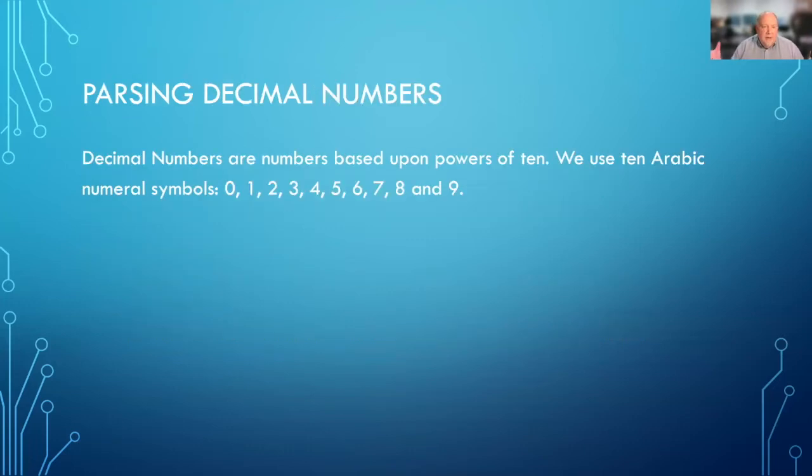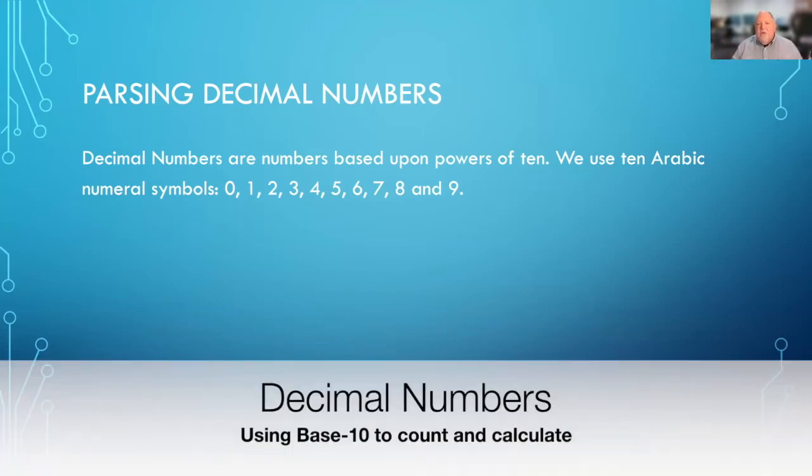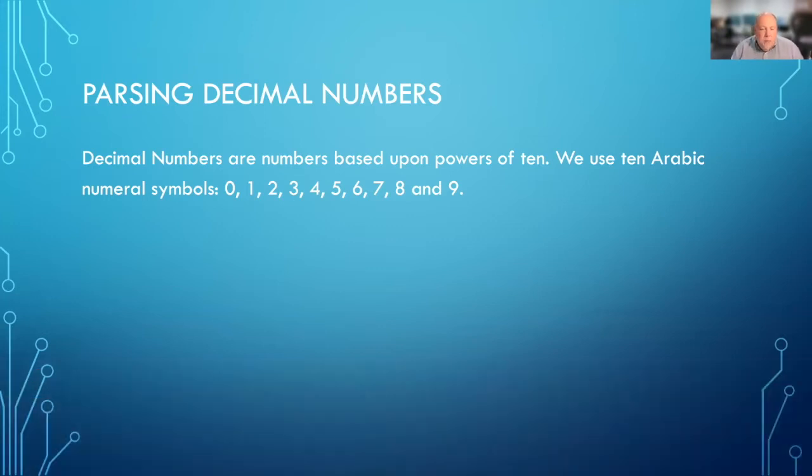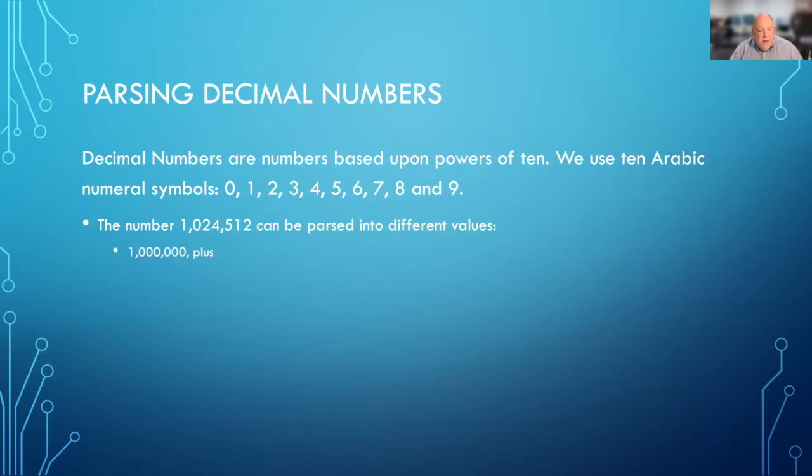Now, when we work with decimal numbers, the type of numbers we're most familiar with, decimal is base 10, right? Everything is based on a power of 10. And we use 10 Arabic symbols as numbers. So 0, 1, 2, 3, 4, 5, 6, 7, 8, and 9 as our symbols in decimal or base 10 using Arabic numerals. The number 1,024,512 can be parsed into different values. So first of all, we have 1 million plus 20,000 plus 4,000 plus 500 plus 10 plus 2.